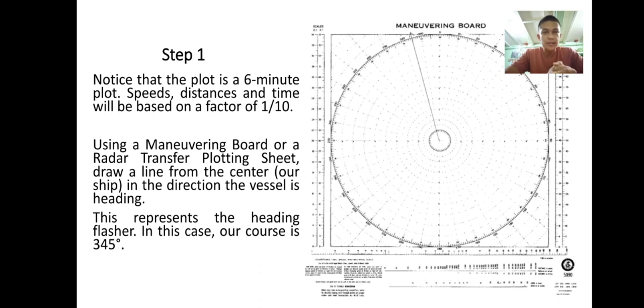So step 1 is, notice that the plot is a 6-minute plot. So speeds, distances, and time will be based on a factor of 1 of 10. Using a maneuvering board, a radar transfer plotting sheet, displayed here on the right side, draw a line from the center of our ship in the direction the vessel is heading. For example, the heading of our vessel is 345 degrees.